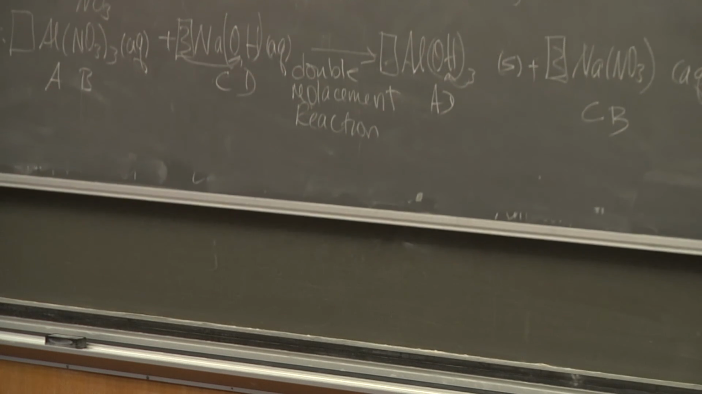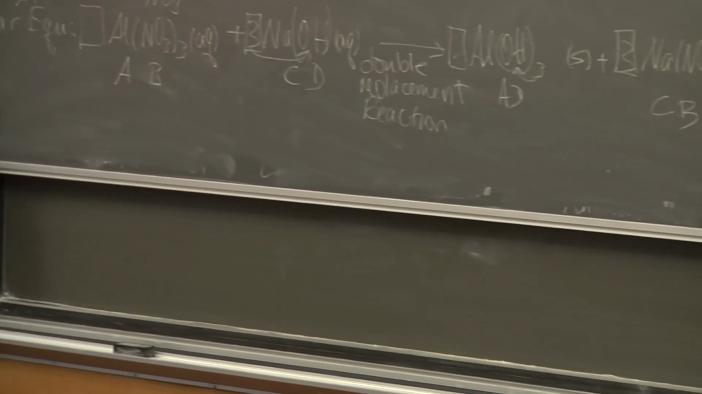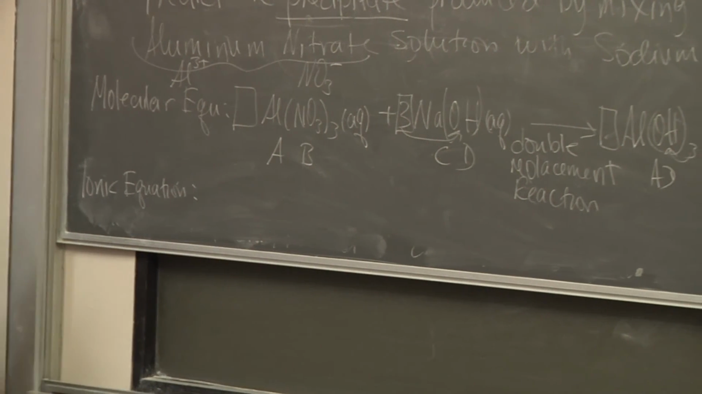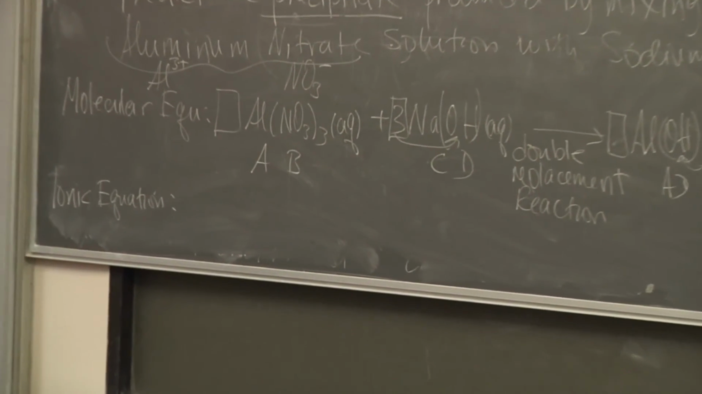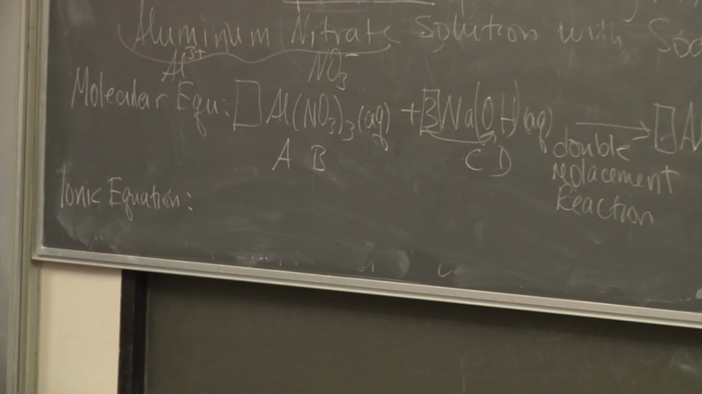Now we need to write the ionic equation. When do you usually take a break? Okay, right after this one we'll take a break. I mean all 3 pieces, the net ionic also. Okay, so the ionic equation. How would you write that?